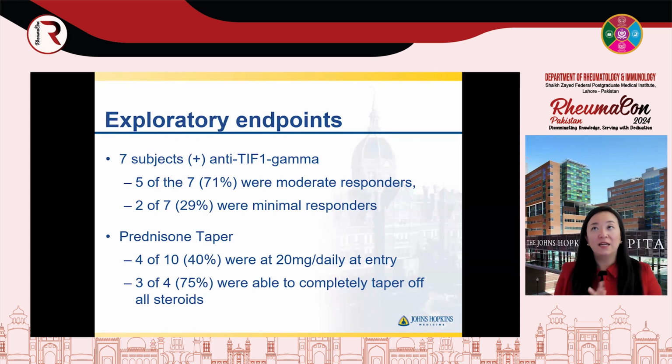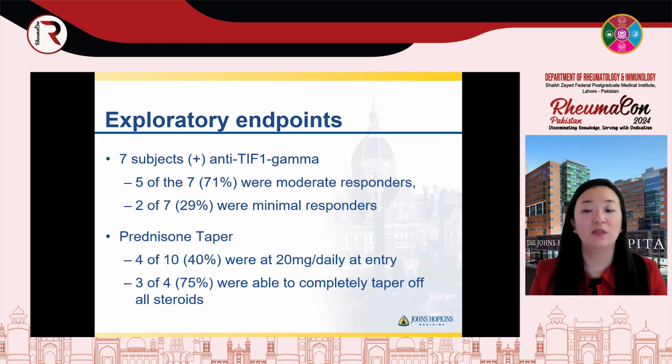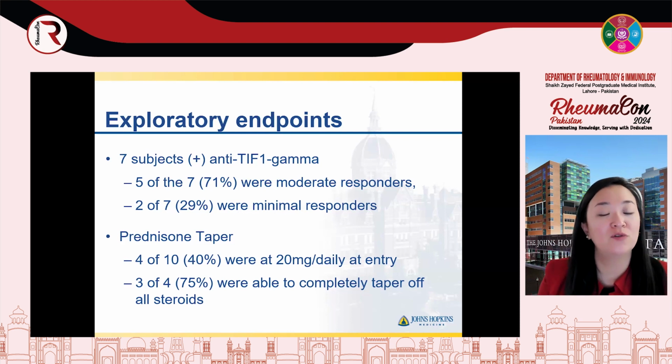And as I stated, we required washout of all immunosuppressants or steroid-sparing agents. If they had a flare coming into the trial because we had stopped their methotrexate, mycophenolate, IVIG, or rituximab, we did allow a stable dose of prednisone, but only 4 were at 20 milligrams daily max at entry, and 3 out of the 4 were able to completely taper off all their steroids, which was great.